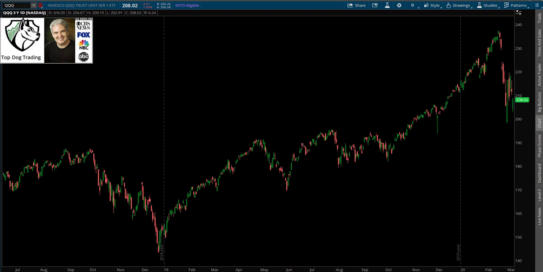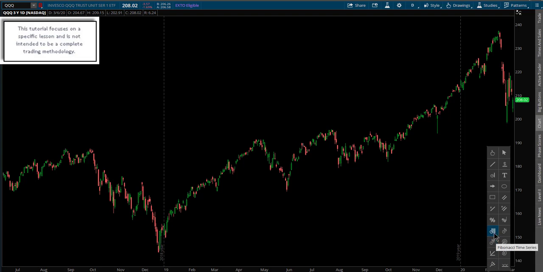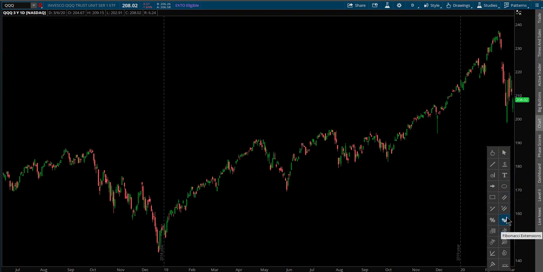Most people use Fibonacci retracements, and they're good. I think that's a good idea to use them, absolutely. So we've got all kinds of tools here, as you can see: Fibonacci fans, time extensions, time series, retracements, regression lines, all these kinds of things, but the most commonly used one is your Fibonacci retracements.